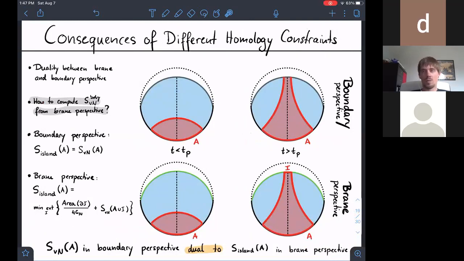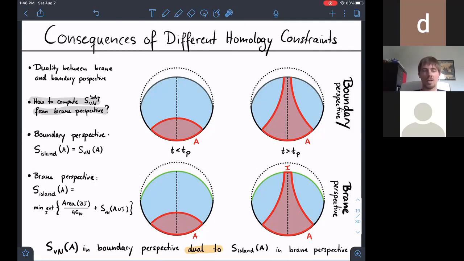Okay, now the other thing I mentioned before is that there's a duality between the boundary and the brane perspective. And so you might be asking, maybe the von Neumann entropy isn't the same, but is there a way of computing the von Neumann entropy in the boundary perspective, but just from data given to me in the brane perspective? And the answer is yes, and we've in fact seen how to do this, namely, the von Neumann entropy in the boundary perspective is the same as the number we get if we compute the island entropy in the brane perspective. And so the upshot of all of this is that the von Neumann entropy in the boundary perspective is dual to the island entropy in the brane perspective.